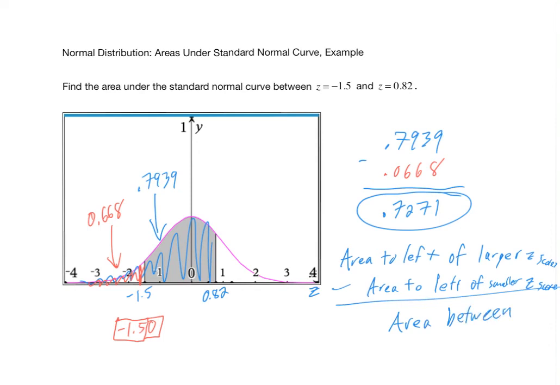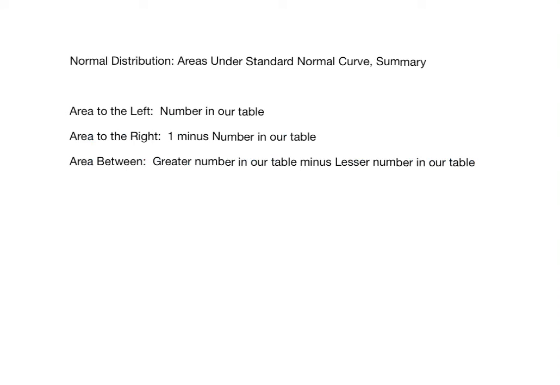These are all the possible scenarios that you'll have to deal with. You'll need to be able to get area to the left of a z-score, area to the right of a z-score, or the area between two z-scores. Here's a quick summary of how to find those areas. To get the area to the left, you simply take the number that's actually in the table. The numbers in the table are areas to the left. To get the area to the right, you do 1 minus the number that you get in the table. And to get the area between, you take the greater number in the table minus the lesser number in the table to give you the area in between.